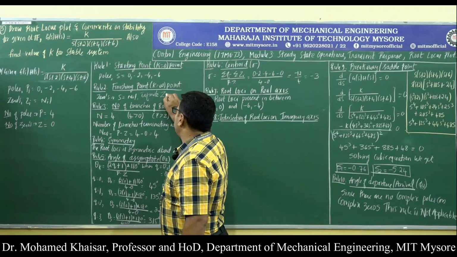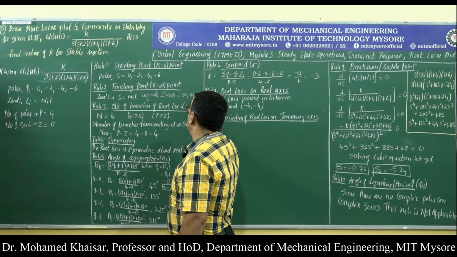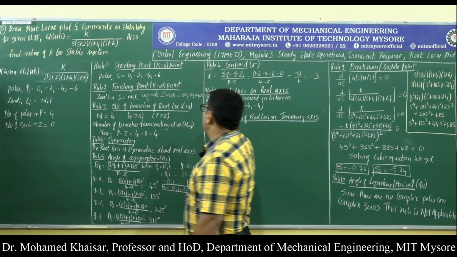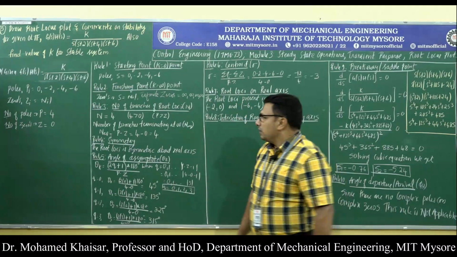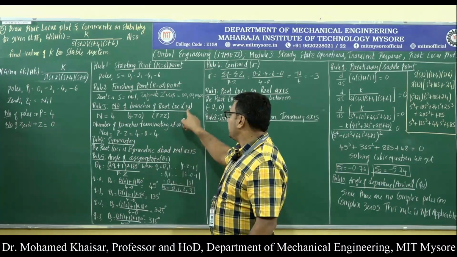So, we will write it as infinite zeros, given by infinity, infinity, infinity and infinity. Then, how many branches of root loci will be there? That is given by n.